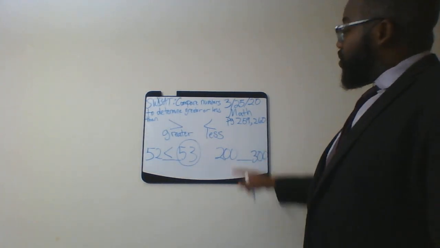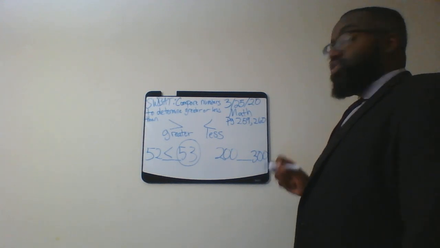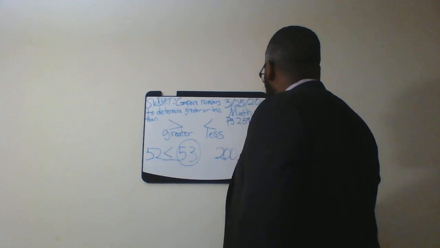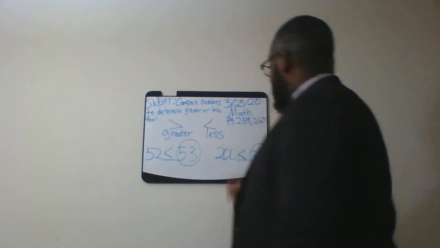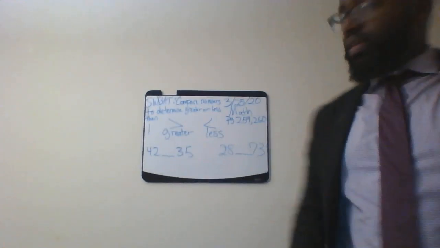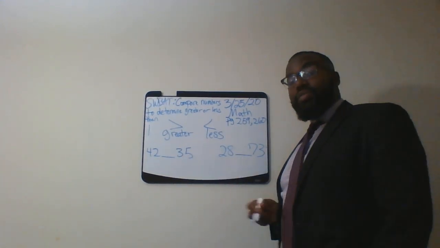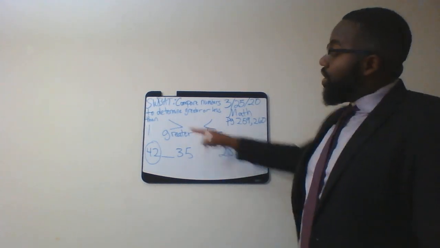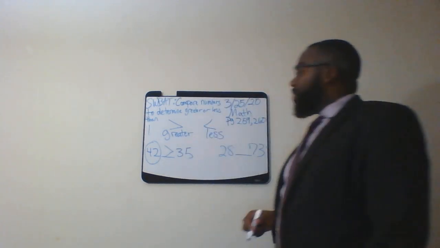Let's go to the next one. 200 and 300. What is greater? You circle the one that is greater. That's correct. 300 is the greater. Now, since 200 is less, you're drawing the less than sign. Now let's look at 42 and 35. What is greater? Because you have to circle the greater number first. That's correct. 42 is greater. It is the bigger number. Since 42 is greater, you're going to draw that sign right there. And like I said, it does not have to be a perfect sign. Draw the best you can, okay?